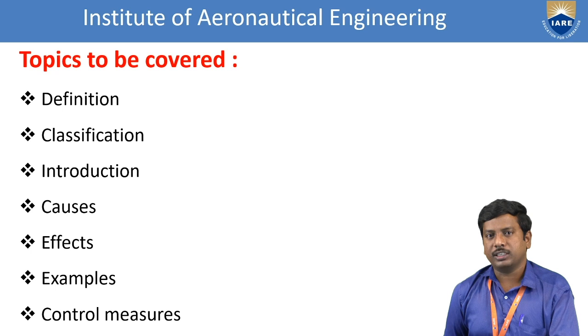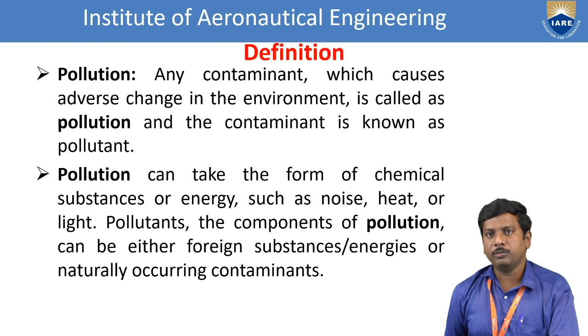Okay, so first of all, we see the definition of pollution. Pollution is any contaminant which causes an adverse change in the environment, and that contaminant is known as a pollutant. That means any contaminant is a substance which causes an opposite effect to the environment, against the environmental conditions, which can destroy the conditions coming out from the environment. Such a condition is a pollution, and the substance which causes the particular process is a pollutant. That's why this is called a contaminant.